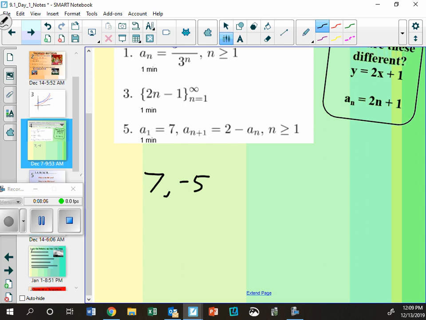Well, A sub n is 7 right now. You're saying this is A sub n? Well, it's A sub 1. Oh, it's A sub 1. Okay, it does say that right here, so I can't argue with that. A sub 1 is 7. So the next term, which is set by A sub n plus 1, you're saying that's the next term.